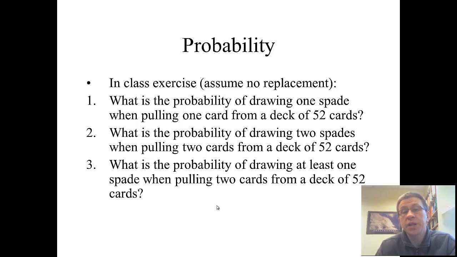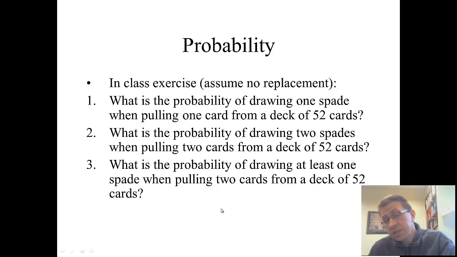Number 2, what is the probability of drawing 2 spades when pulling 2 cards from a deck of 52 cards, right? So the first card has to be a spade, then you draw again. The second card is a spade, and note what I say up here, assume no replacement. So it's not like if you draw a spade, you put that back in, shuffle, and then redo it. You pull one out, then it's not being replaced.